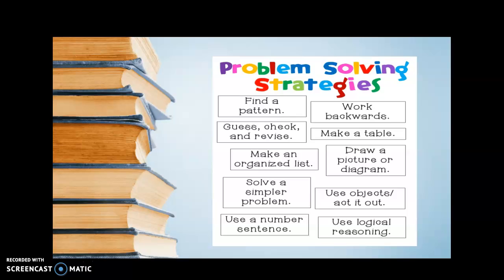These are some of the problem-solving strategies that we will go over. If you can think of any other ideas, make sure you raise your hand, and when I call on you, you let me know and we can all talk about it, okay? Does anybody have any questions? Okay, we're going to move forward, okay?